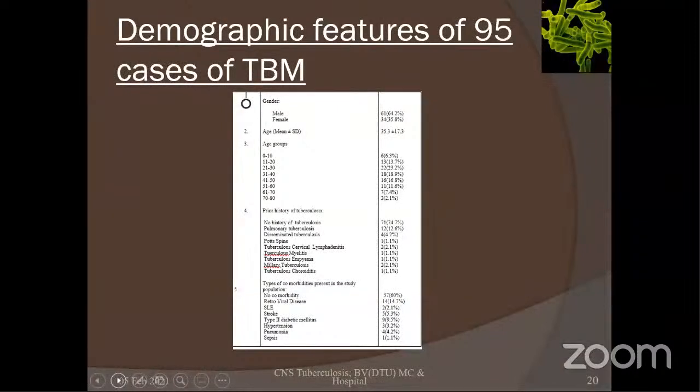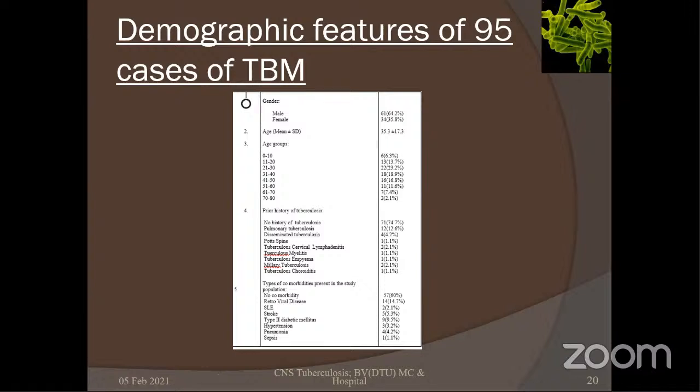We also did a demographic study of 95 cases of tubercular meningitis between 2016 and 2019, and some of the features which we have seen are listed here. There is no history of tuberculosis in 74% of cases, and pulmonary tuberculosis only in 12, disseminated in 4, and myelitis in 1, miliary tuberculosis in 2, and types of comorbidities and retroviral disease in 14% of cases, strokes were seen in 5.